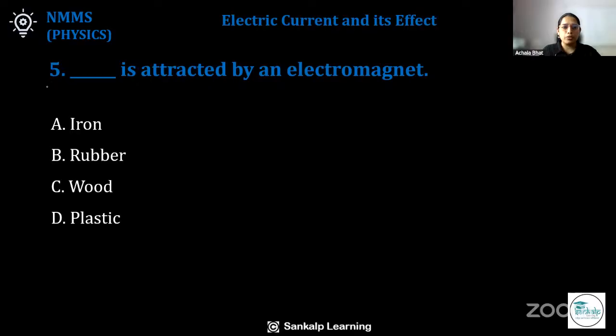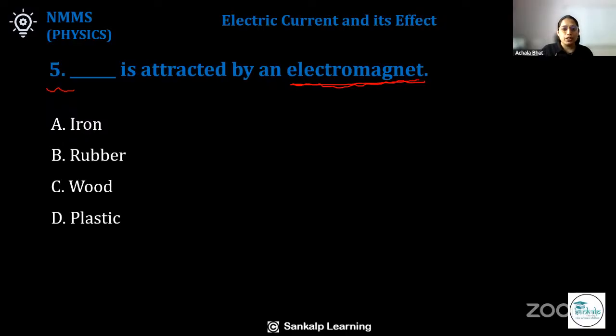Let us see question number 5 of NMMS physics chapter electric current and its effect. Which is attracted by an electromagnet? Electromagnet means a wire or object which acts like a magnet when electricity is passing through it. Now, electromagnet attracts which type of objects? Ferromagnetic objects. Usually electromagnet attracts ferromagnetic objects.